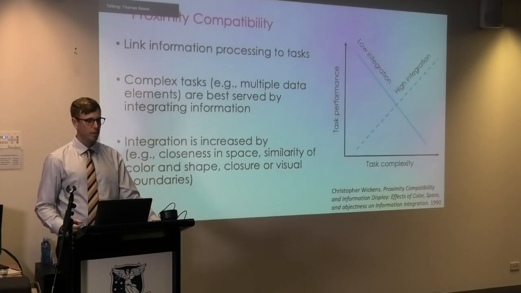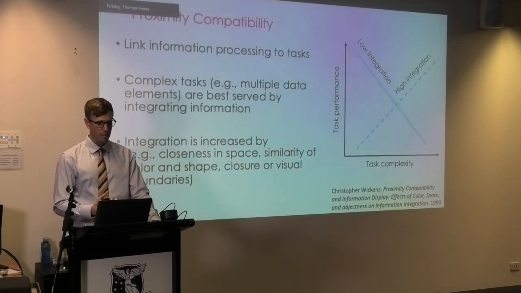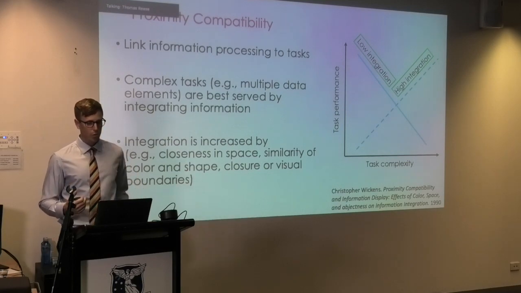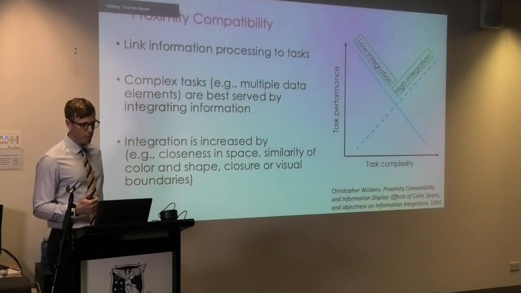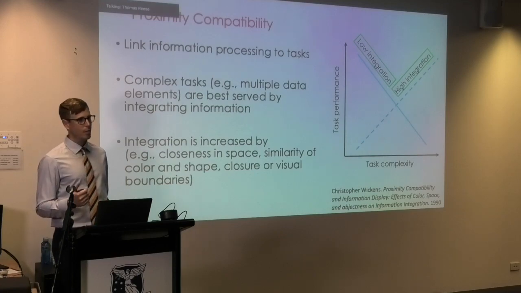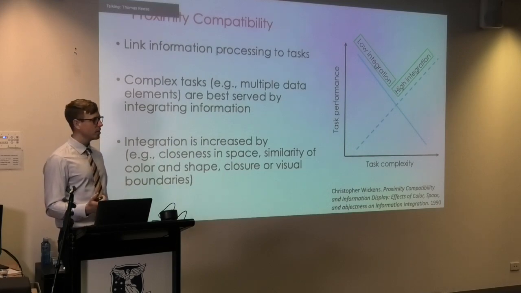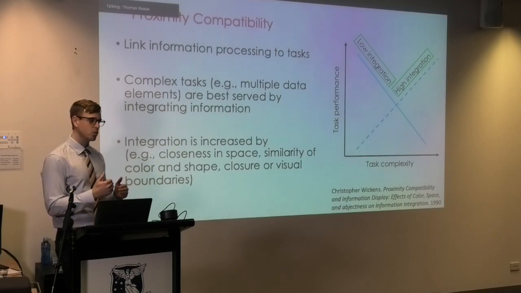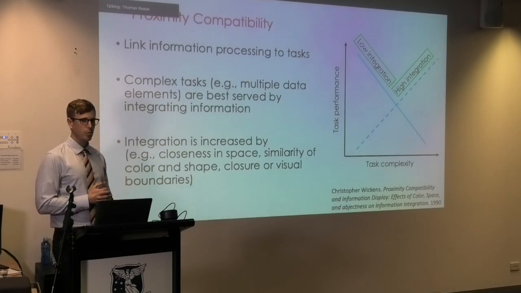So to give you a better idea of this integration in task, on the graph we have task performance on the y-axis and then task complexity on the x-axis. Then the dashed line is the highly integrated display, and the solid line is this unintegrated display. So for complex tasks, more information integration increases performance. But if the task is not complex, the integration is not needed, and actually unintegrated displays and more focusing on these discrete data increases performance.